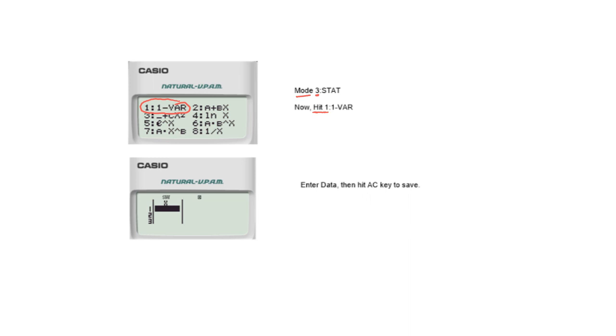Next, you'll enter your data. You put in your value, press your equal sign, put in your next value, press your equal sign, and go through until you have all of your data set listed under that X column. And then when you're done with the last one, after you have pressed equal, you will press the AC button. Again, this is really important. It will save your data.